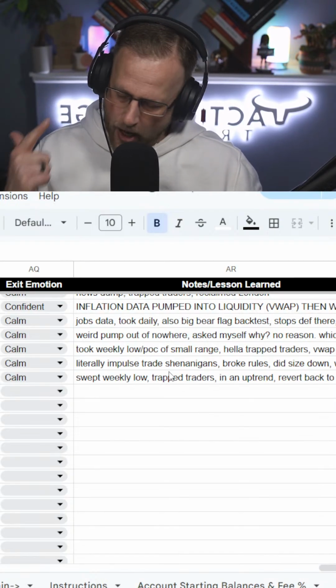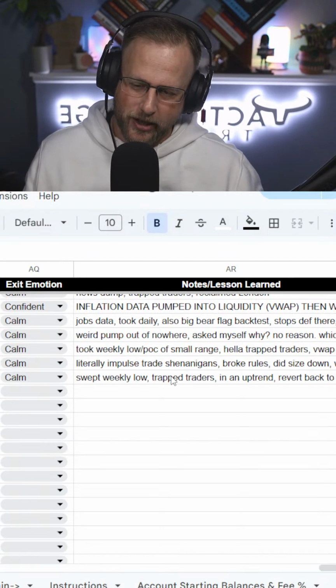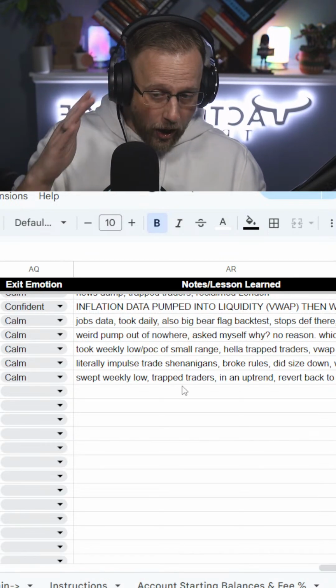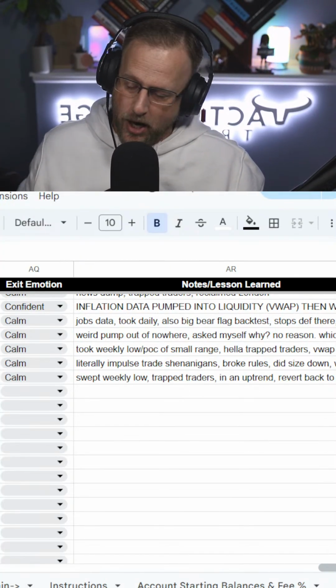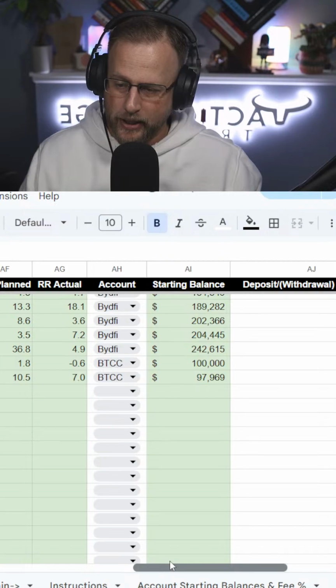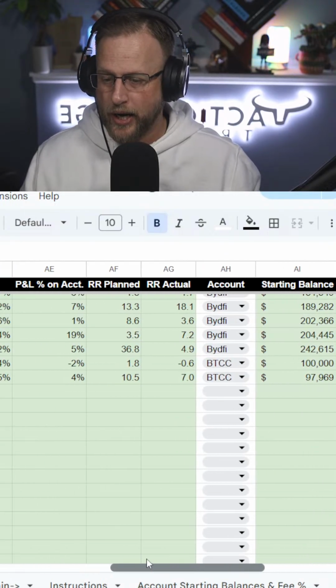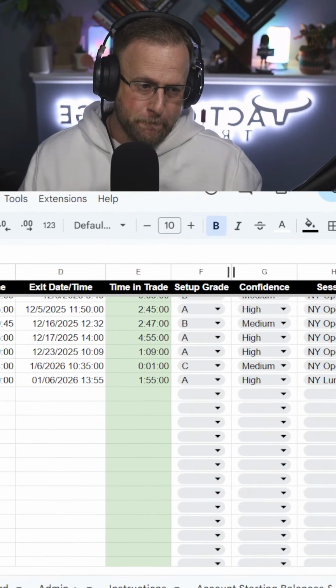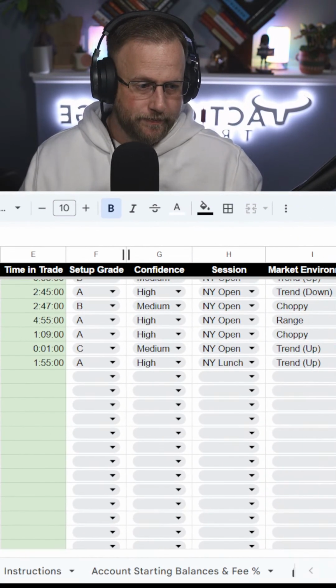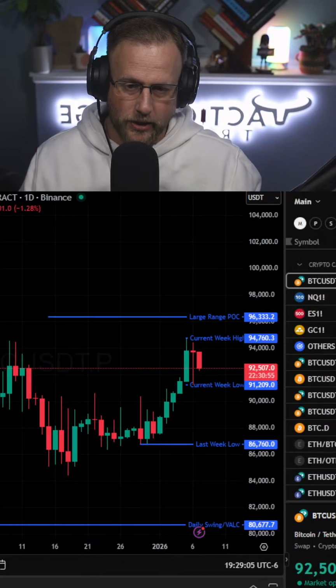We trapped a hella amount of traders. We're in an overall local uptrend, right? And revert back to VWAP was my target. Didn't get to my target, but it ended up being a 7R trade, right? So it was a good trade. Let's get back to the chart here.